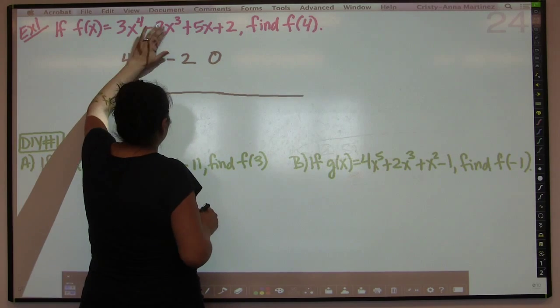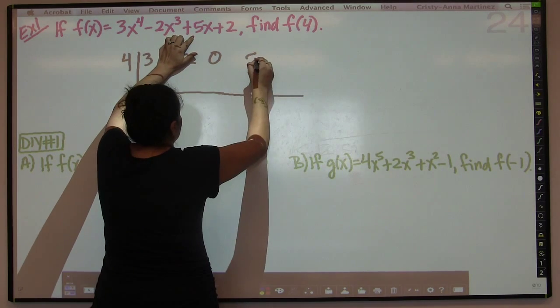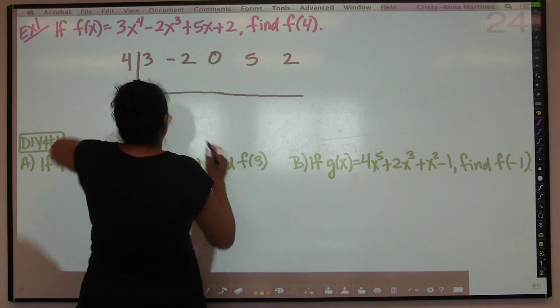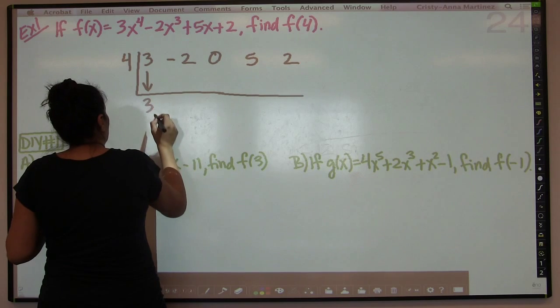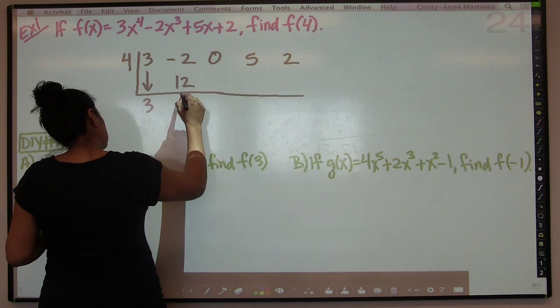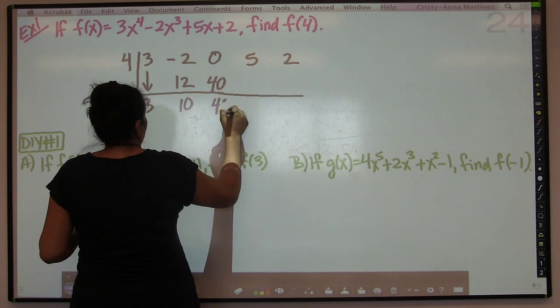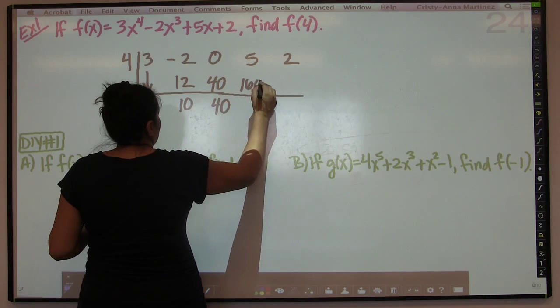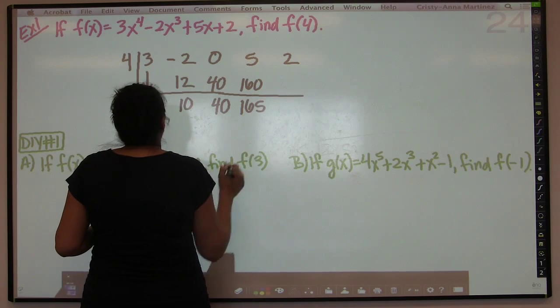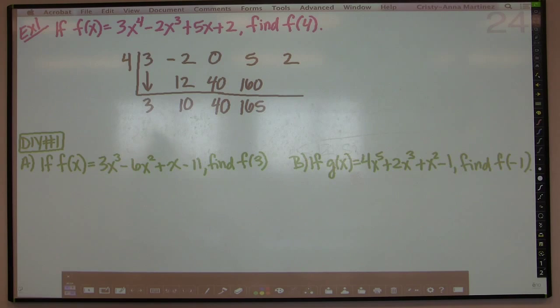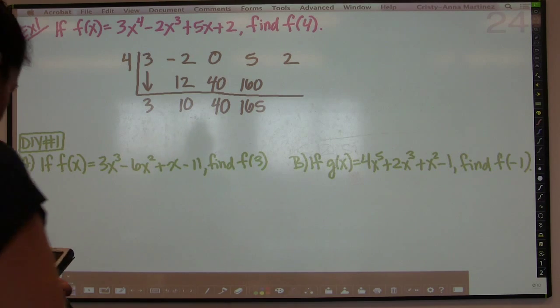So 4, 3, 2, 1, and then none. So 4, 3, 2, 1, none are our terms. And then we can go 3 times 4 is 12, 12 minus 2 is 10, 10 times 4 is 40, 40 plus 0 is 40, 40 times 4 is 160, plus 5 is 165, 165 times 4. I have no idea what 165 times 4 is, but I'm sure it's a big number.